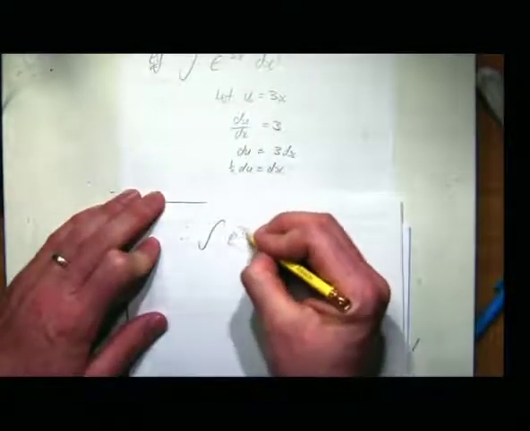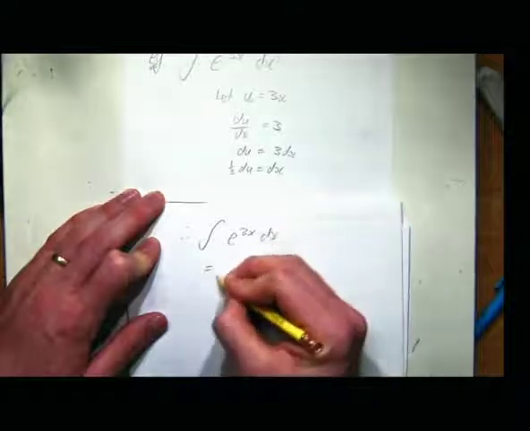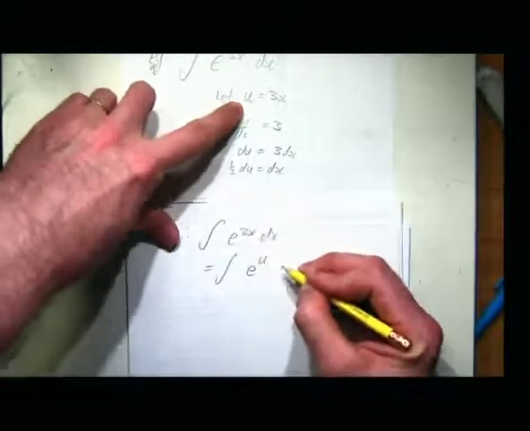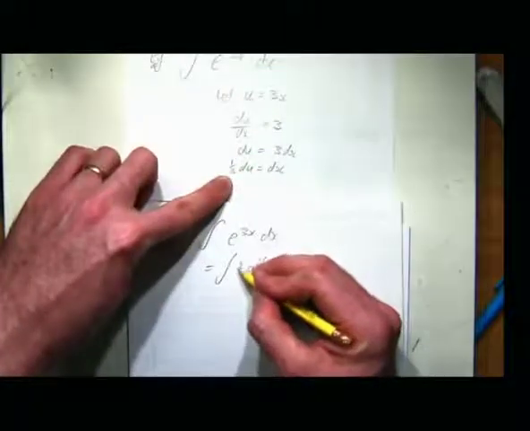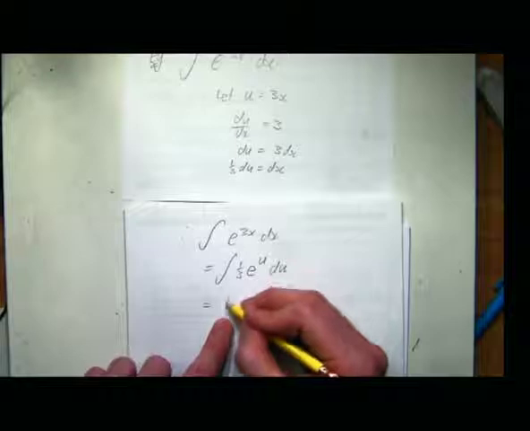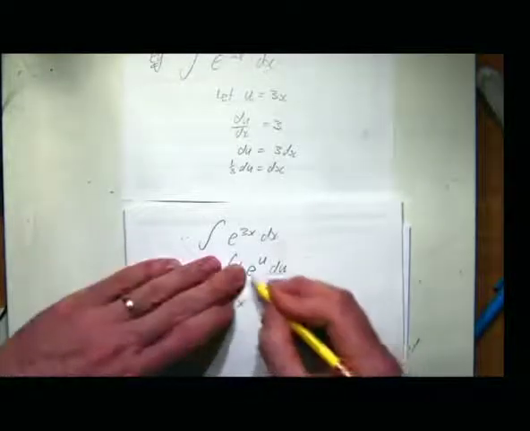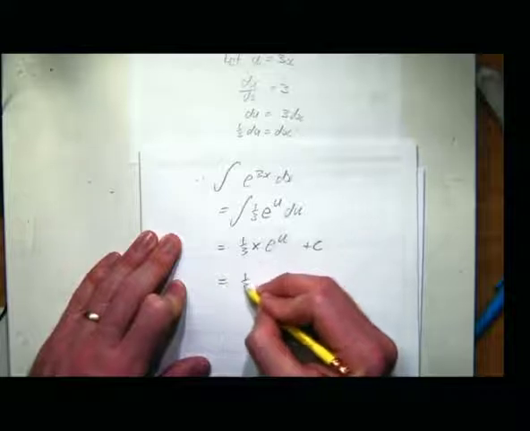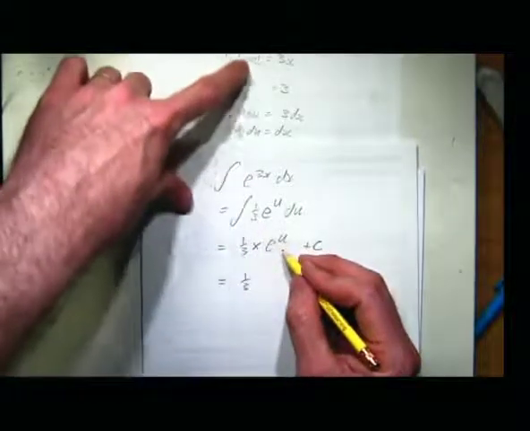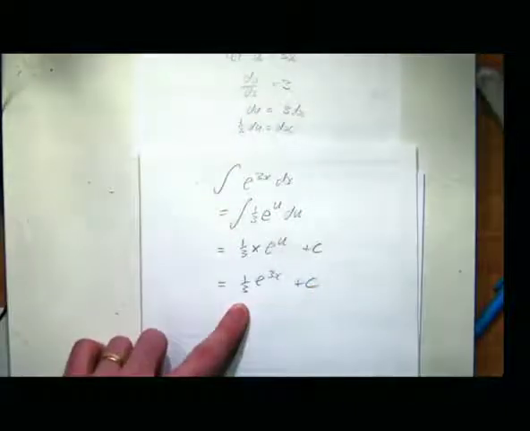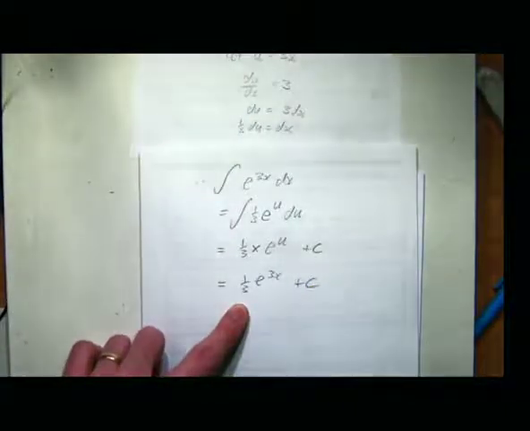And so I get, therefore, the integral of e to 3x dx is actually, the e is still an e, the 3x is a u, the dx is a third of du. And so let's see, the third is multiplied on, so it will still be there afterwards, and the integral of e to the u is e to the u. But the u is really 3x, so I can put it back in. And it becomes a third of e to the 3x, exactly as it did before.